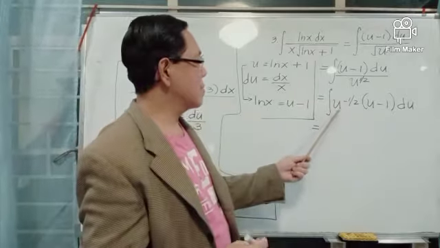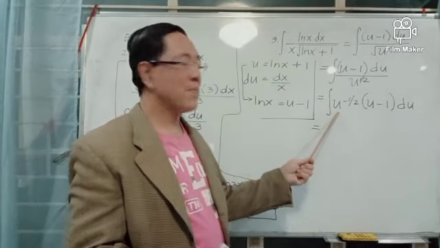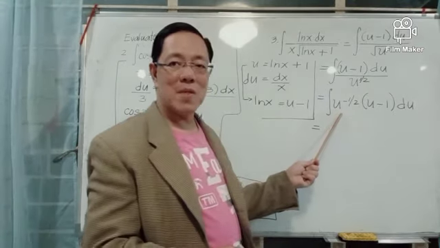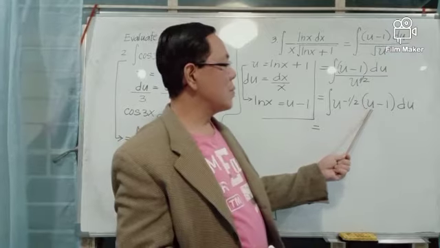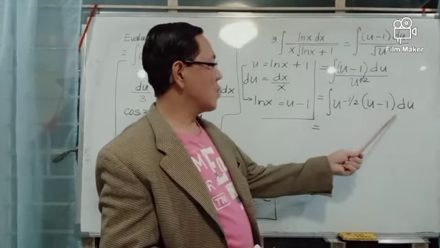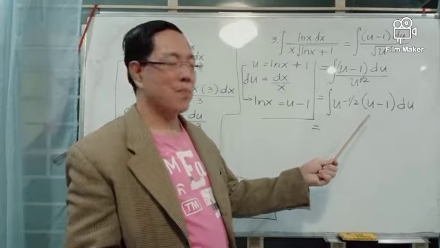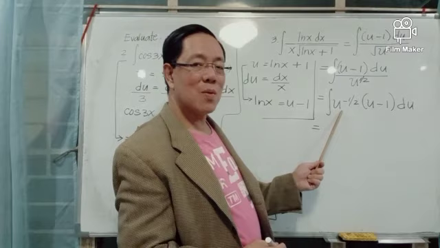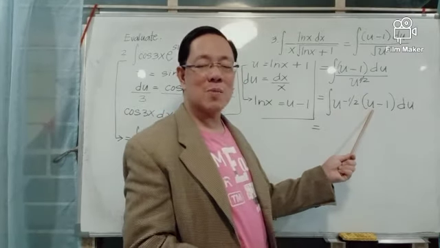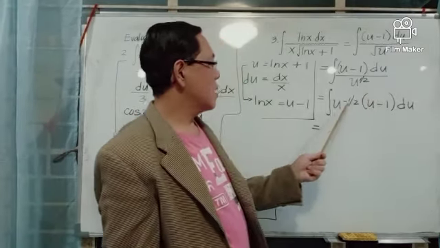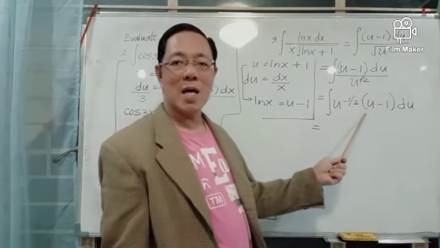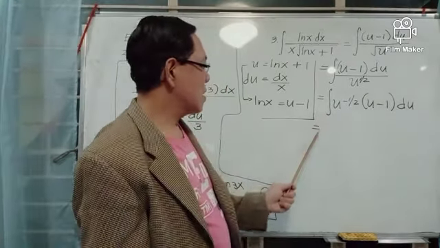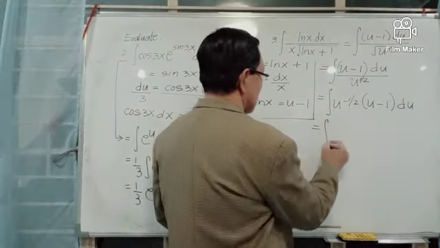We distribute, we apply the property of multiplication. By distributive property of multiplication, we multiply u and 1, negative 1 by u raised to negative 1/2. And we apply property of exponent for the product of u, negative 1/2, multiplied by u. The exponent of u here is 1. And when we multiply, we add the exponents, negative 1/2 plus 1. We get integral of u.